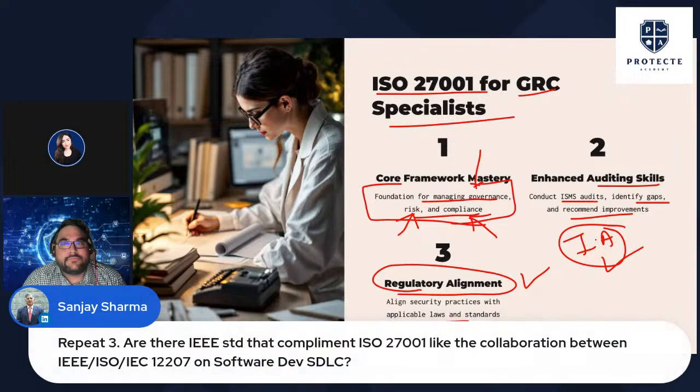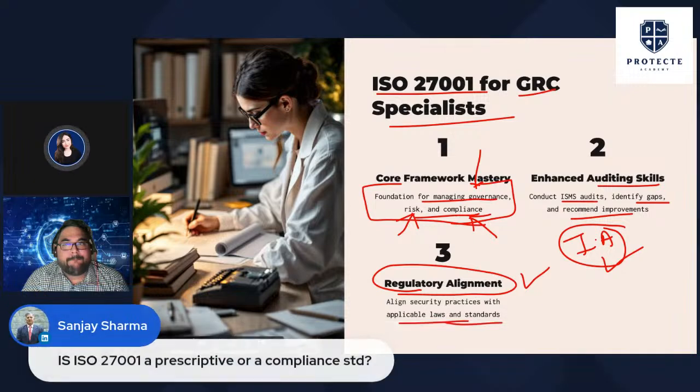So I think now he's talking about the collaboration between ISO 12207 on software development and the IEEE standard that is complementary to ISO 27001. I think you'll be getting back to him on this. Sanjay, to be honest, I need to look at these ISO and IEEE standards before answering you. I can't answer like that.